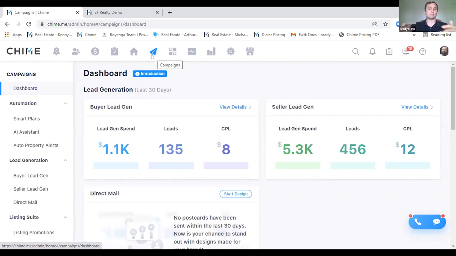So when clients are on board with Chime, in order to run lead generation for you, we need to have a customer facing website in place to capture your leads. We also need to have our CRM in place to help store those leads, manage them, and ultimately drive your conversion rates.